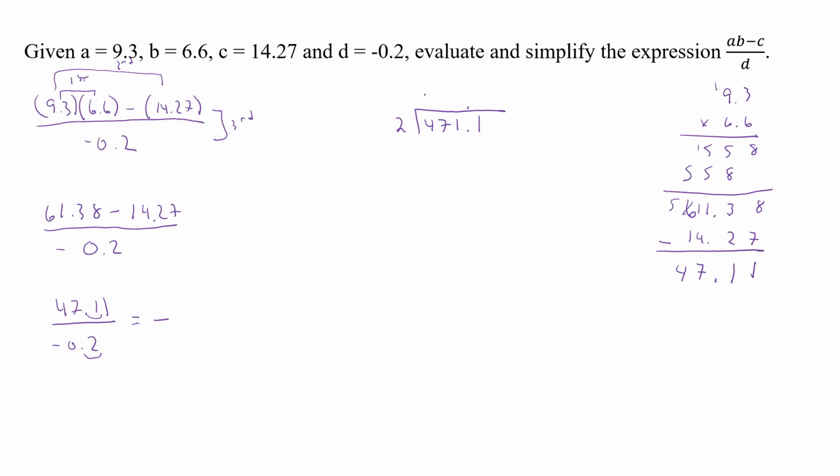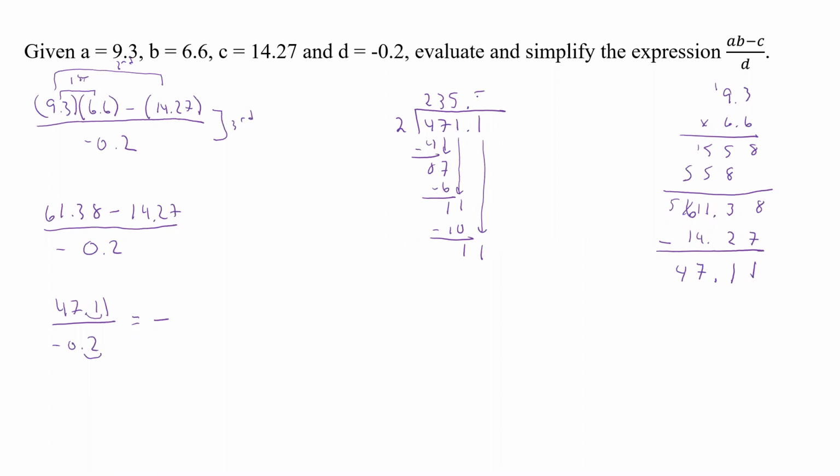So 2 goes into 4 twice. That's 4. Subtract, that's 0. Bring down our 7. Well, that'll go in 3 times. That's going to be 6. Subtract, that's 1. Now we bring down another 1. Now 2 will go in here 5 times. That's going to give us 10. Subtract, that's going to be 1. Bring down our 1 again.